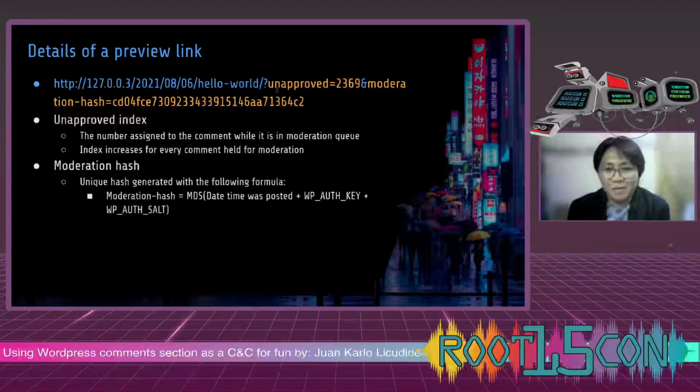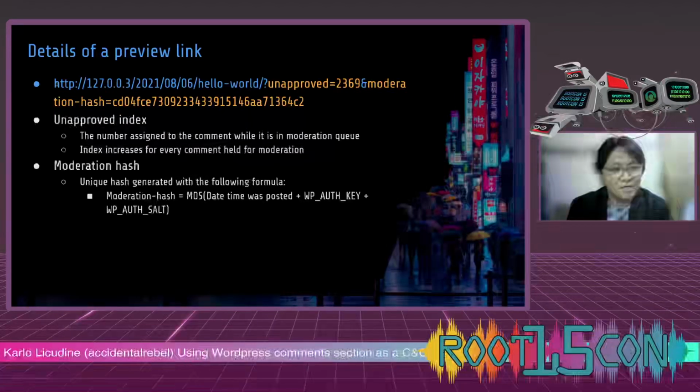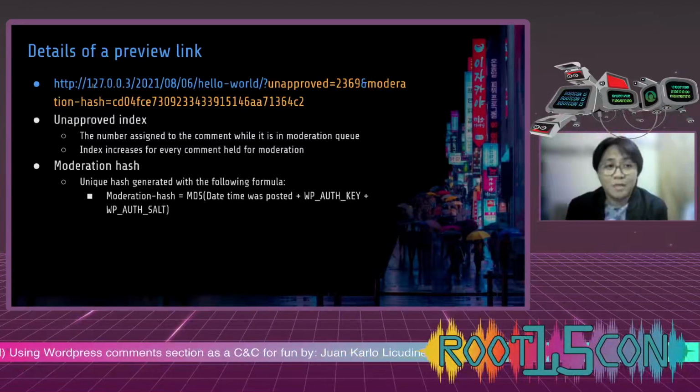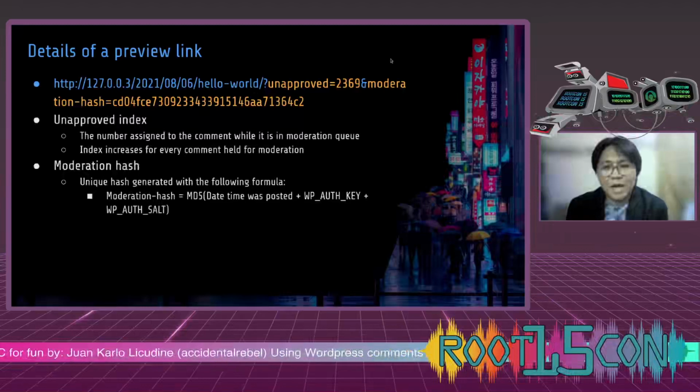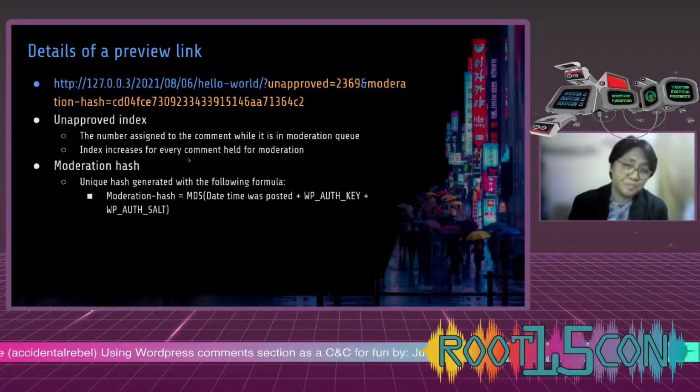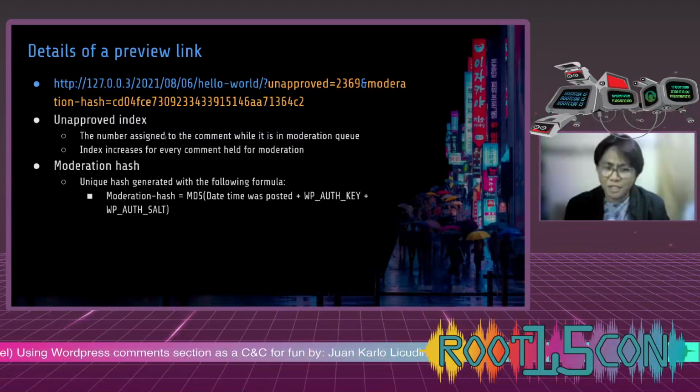A little bit of information: this is the preview link, and we have two important parts in it. The first part here in blue is the URL of the blog. This is the permalink of the post. And you have these two highlighted pieces of data, which are the unapproved index and the moderation hash. The unapproved index is very simple. This is the number assigned to the comment while it is in the moderation queue.